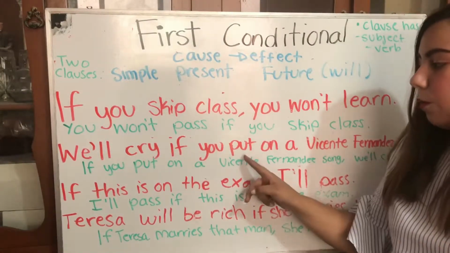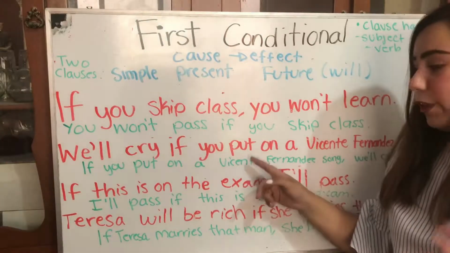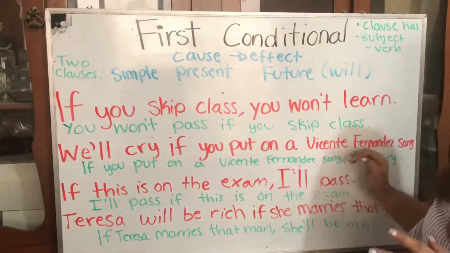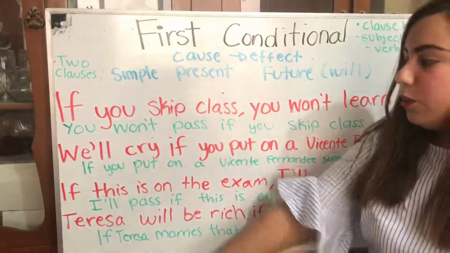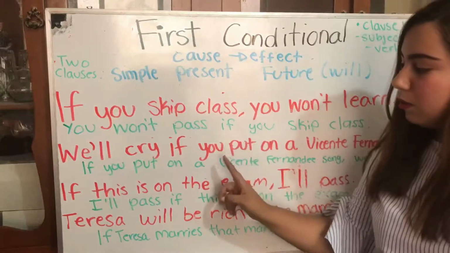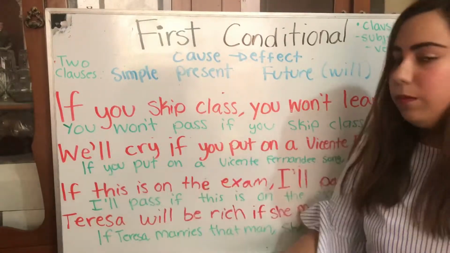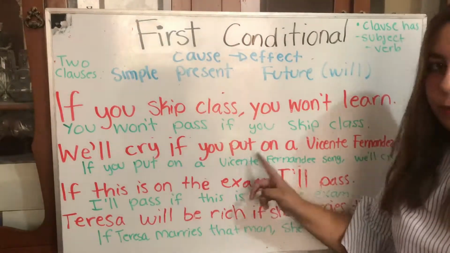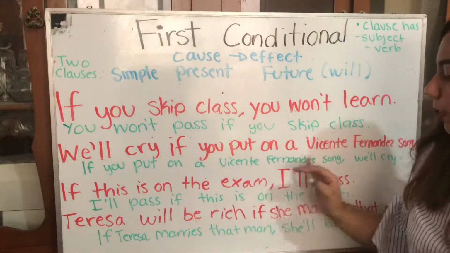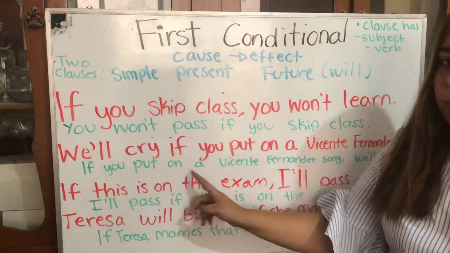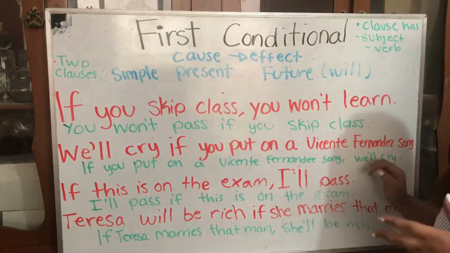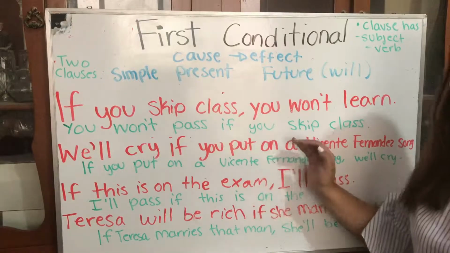Subject you, verb put, or phrasal verb put on, and the complement. If you put on a Vicente Fernandez song, okay? So, future, present. Subject, will, and verb, phrasal verb, okay? And also here, if you put on a Vicente Fernandez song, comma, because here we began with the cause. First, we put the cause, and then the effect. Here we have a comma, and here we don't.